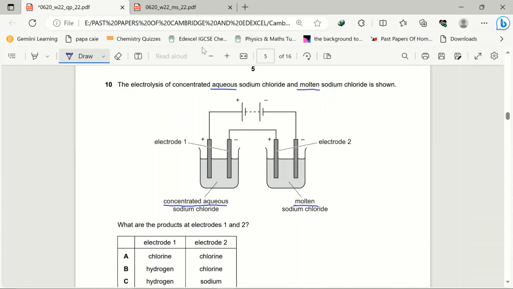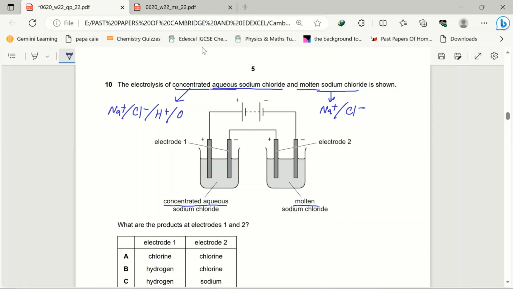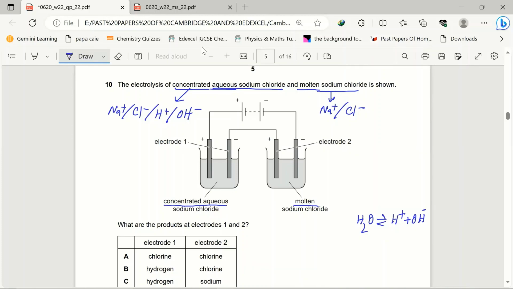So we know in molten sodium chloride, what are the ions present? You have sodium ion and chloride ion. And in aqueous sodium chloride, which is concentrated, we have sodium ion for sure, we have chloride ion, we have hydrogen ion, and we have hydroxide ion, because whenever they give you any solution, in aqueous state or in dilute or concentrated state, you need to understand you have hydrogen ion and hydroxide ion from water. Water slightly dissociates to form hydrogen ion and hydroxide ion, and water, being a covalent substance, ionizes partially.